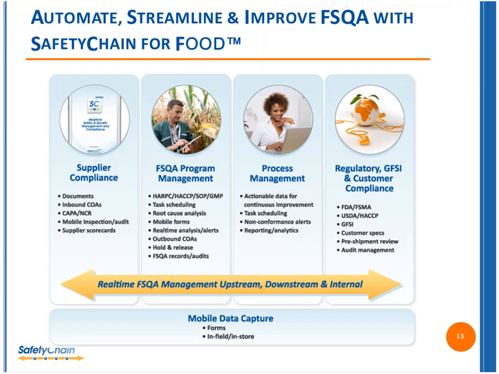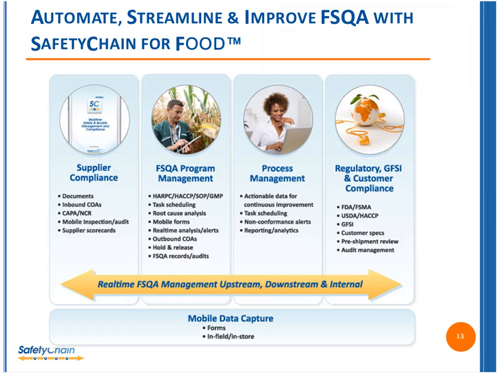SafetyChain helps automate, streamline, and improve food safety and quality assurance with our premier solution, SafetyChain for food. As simple as that: automate, streamline, and improve. Again, the whole thing is about the safety chain that stays one step ahead of your supply chain, making sure that when products come in, what you do with them, and when they leave, that all of your safety and quality requirements are being followed.